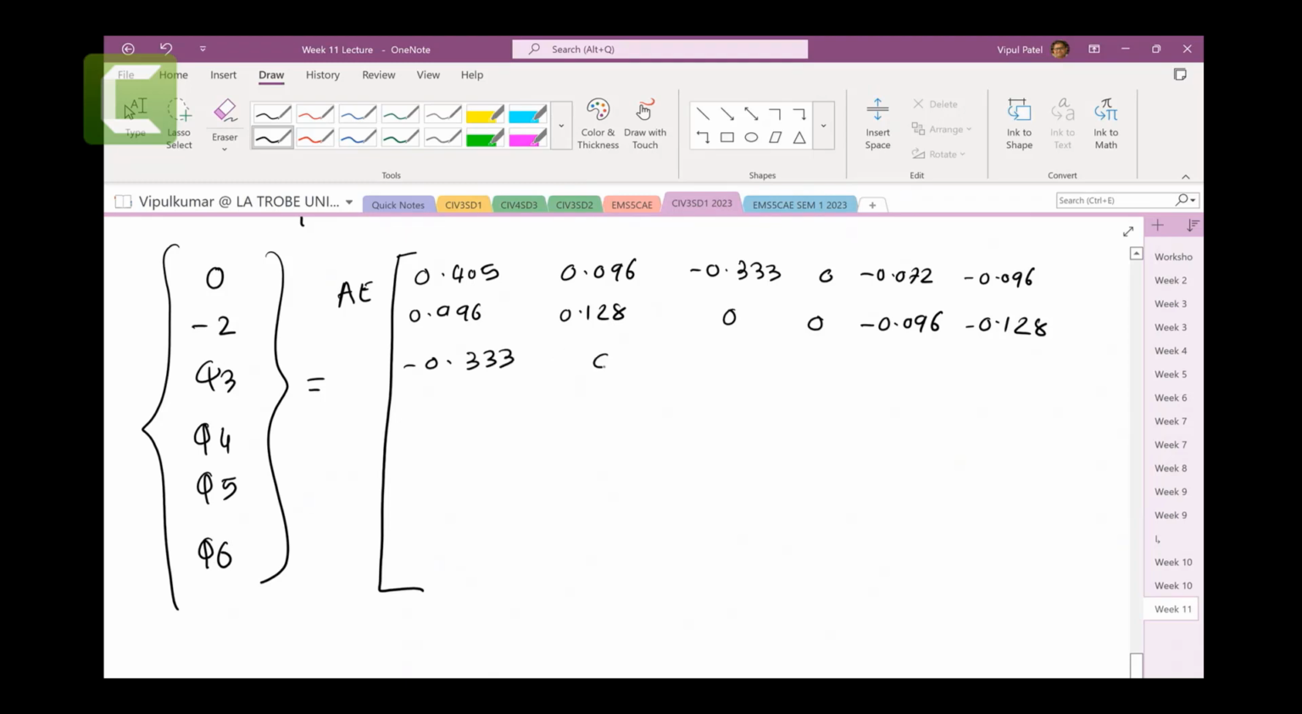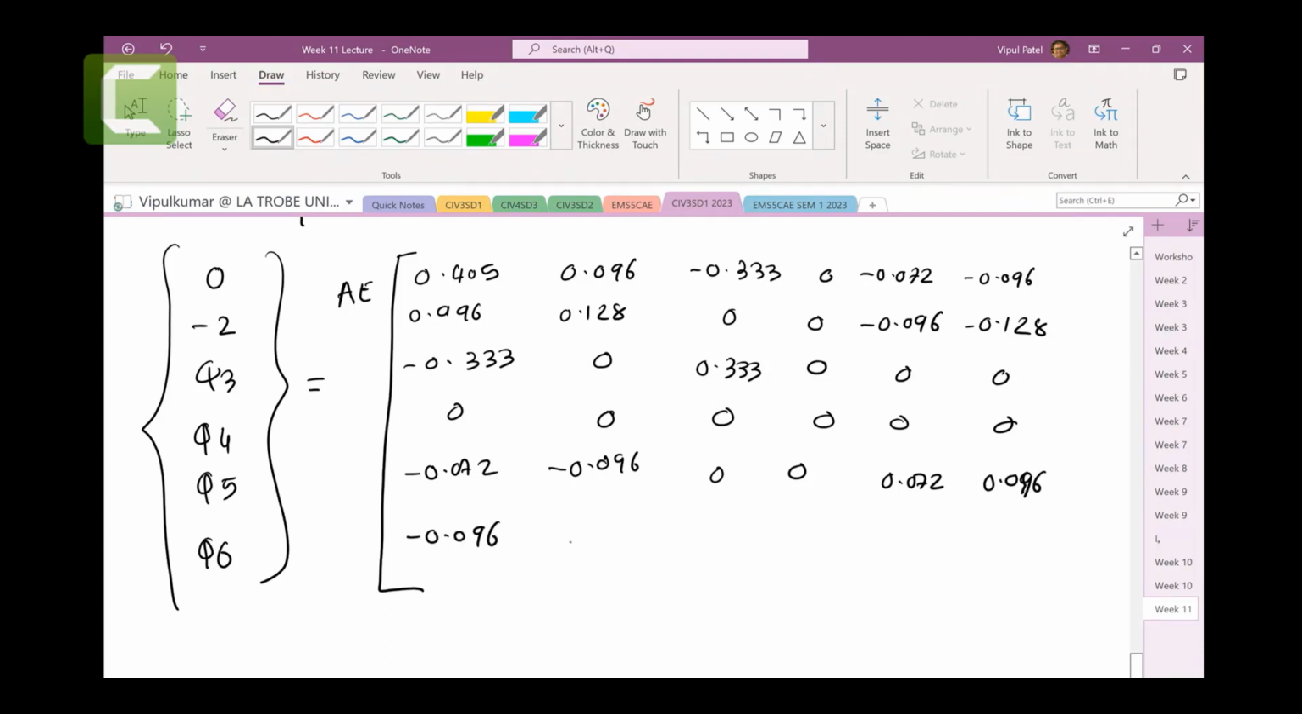0.333, 0, minus 0.072, 0.096, minus 0.096, 0, 0, 0.072, 0.096, 0.096, 0.128, 0, 0, 0.096 and 0.128. I just copied those numbers, okay?